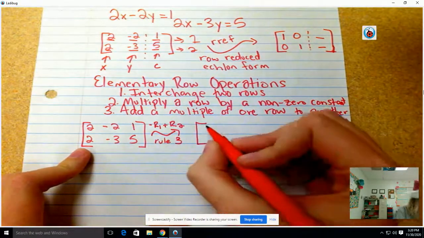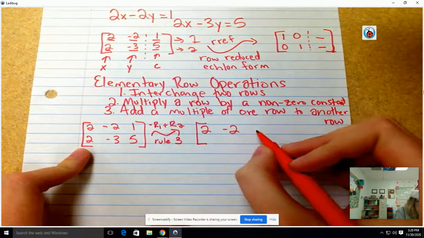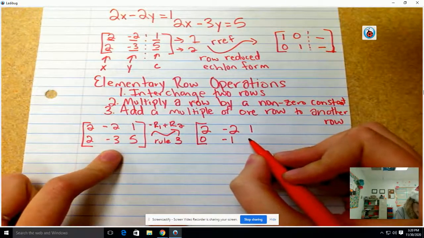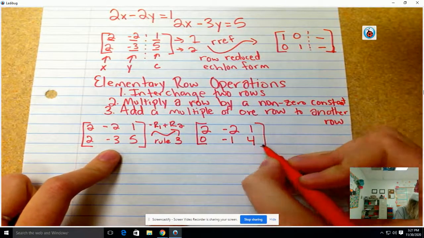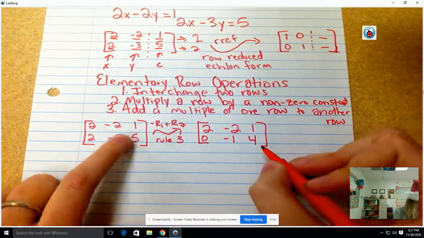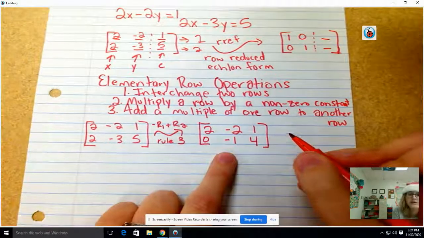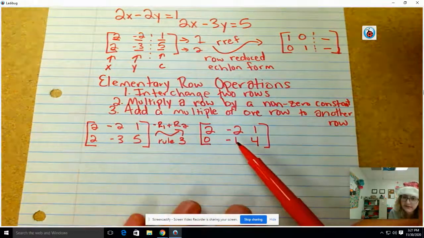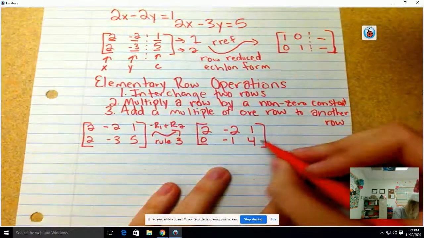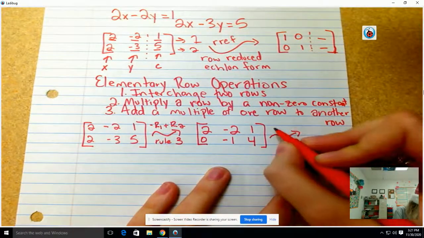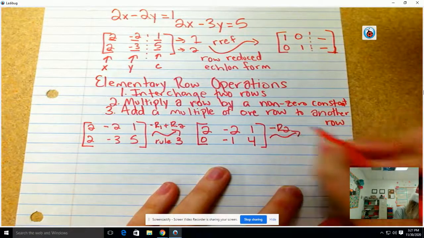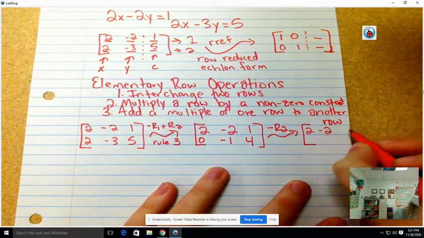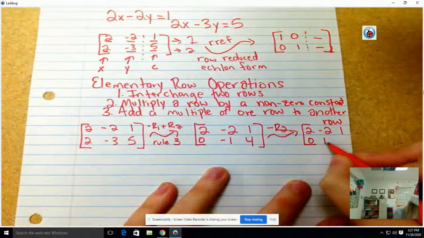Once I do that, I'm going to get 2, -2, 1, 0, -1, and 4. Because this would give me -1 plus 5, 4, 2 plus -3, -1, and so forth. Now, I'm easily able to turn this -1 into a 1 because I can multiply it by -1. So negative row 2. My first row is going to stay the same. I'm going to have 0, 1, -4.